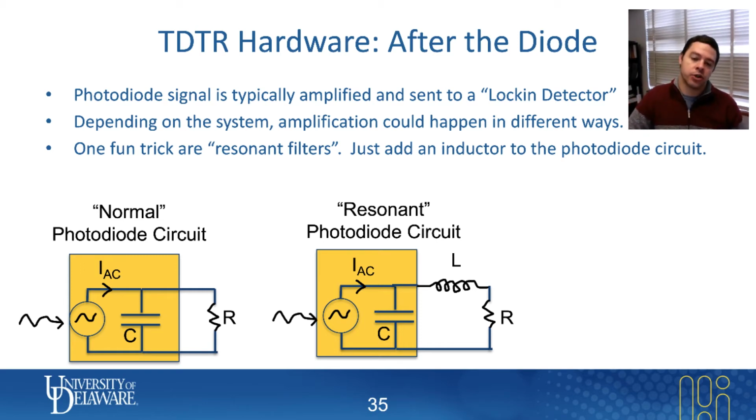Okay, so the trick that was developed by the Cahill group when they invented TDTR, which still works today in most situations, is that you can just add an inductor to that circuit. Before you send your signal to the lock-in amplifier or preamplifier, you'll typically have a little box, and inside that little box is just an inductor. Why do you put that there? Well, I think the trick is sort of hidden in the title for it. It's called a resonant filter. Why is it called a resonant filter?